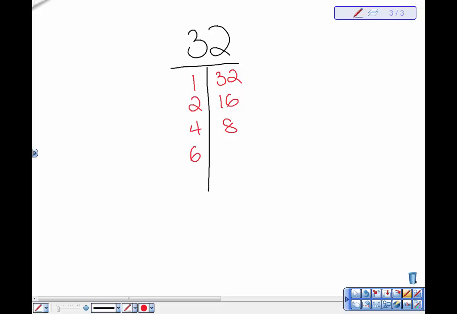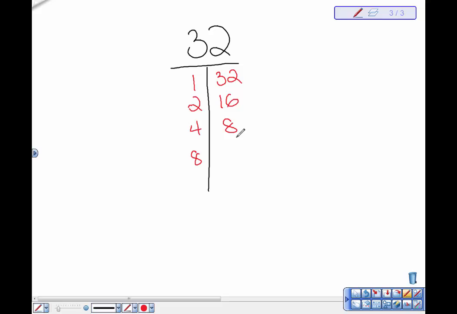How about 6? In order for a number to be divided by 6, it has to be able to be divided by 2 and by 3. This number can't be divided by 3, so it can't be divided by 6 either. So let's cross that one off. How about 7? There's not really a divisibility rule for 7, so I kind of have to know my math facts. I know that 7 times 5 is 35, 7 times 4 is 28, so 32 is not able to be divided by 7.